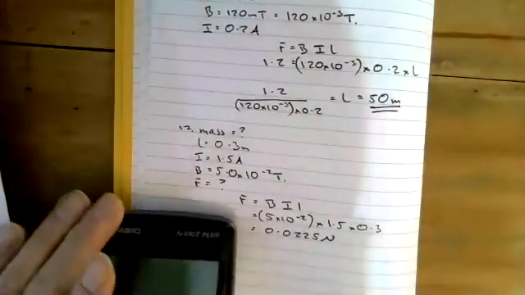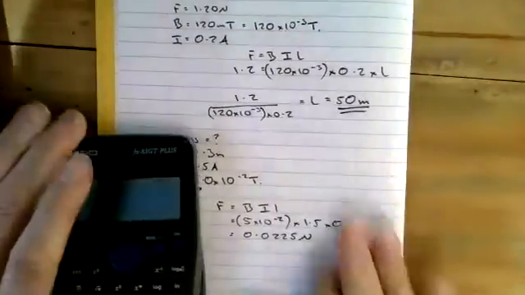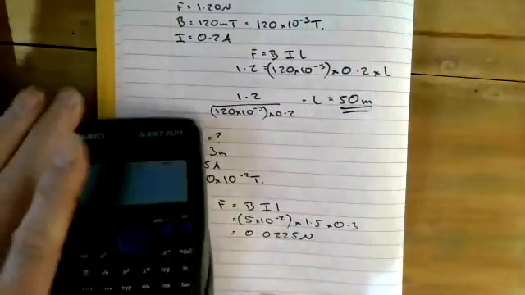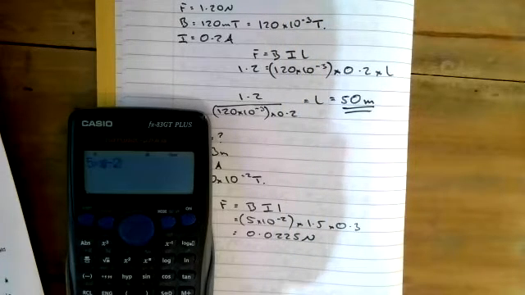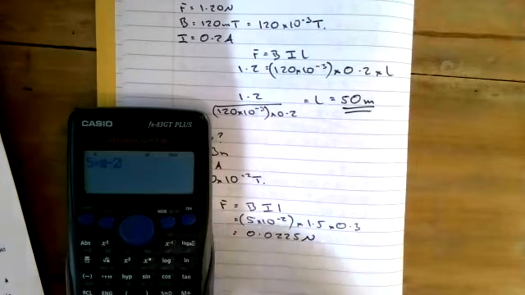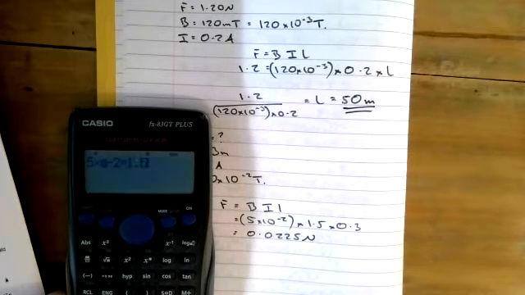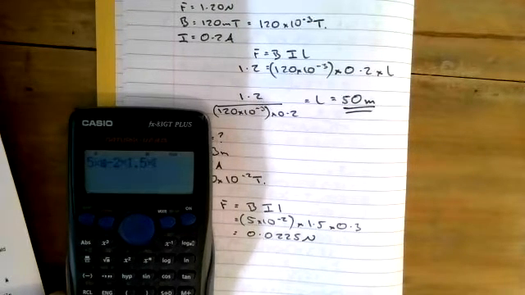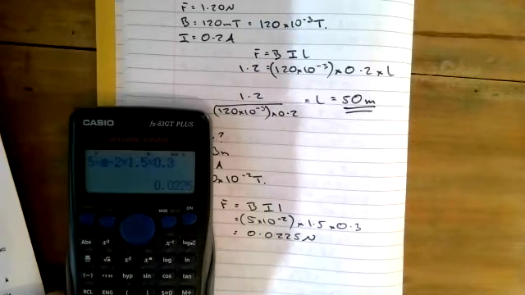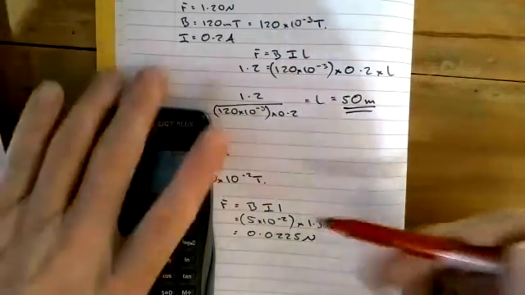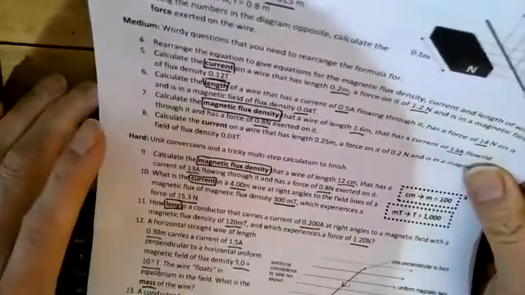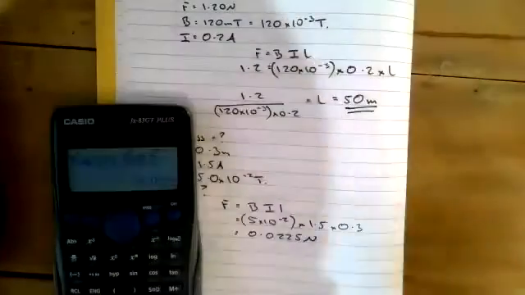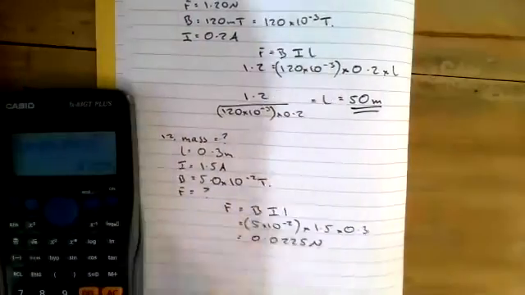I'm going to check that. Always good to check. Never trust your calculator, it's usually user error. So 5 times 10 to the minus 2, times 1.5, times 0.3, and that will give me 0.0225. Let me check my numbers: 5 times 10 to the minus 2 Tesla, 1.5, 0.3. Yeah, okay. So that gives me force.